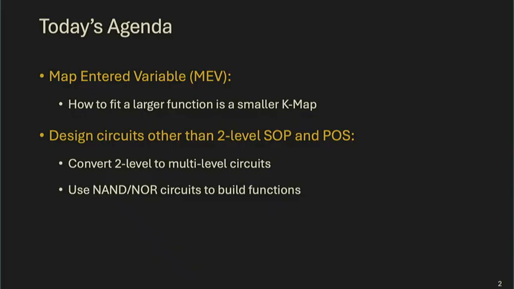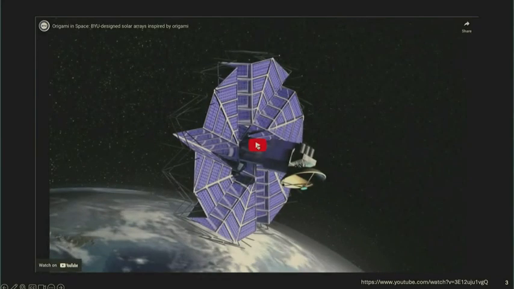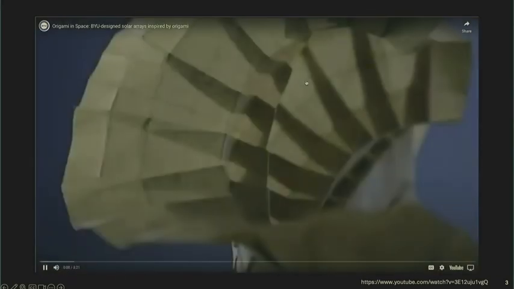And today we're going to see a solution called map-entered variable to allow you to deal with 5, 6, 7 variables in a K-map format. And after that, we're going to see how to design circuits with more than a 2-level SOP or POS. 2-level POS, SOP are all we have seen so far. And we're going to see some alternative formats. All right. So before we start, I'm going to play a video.